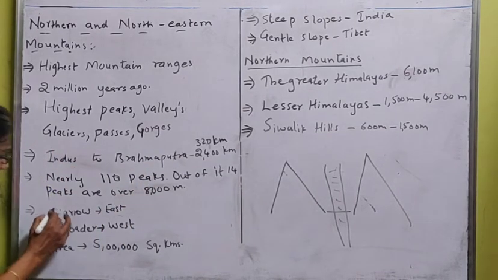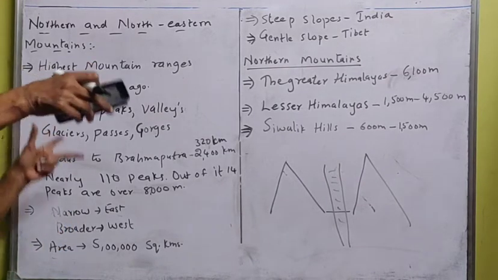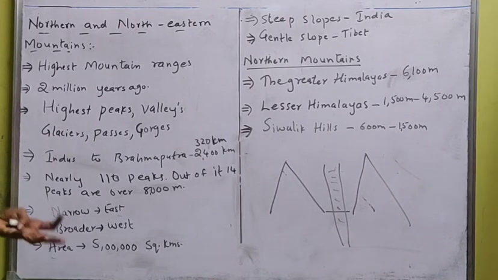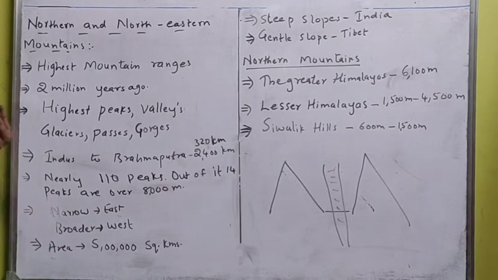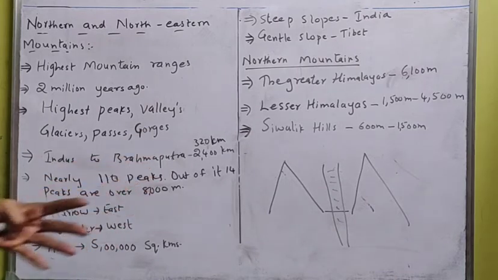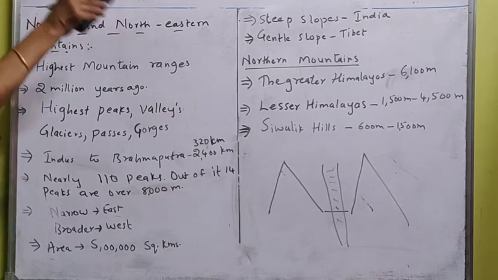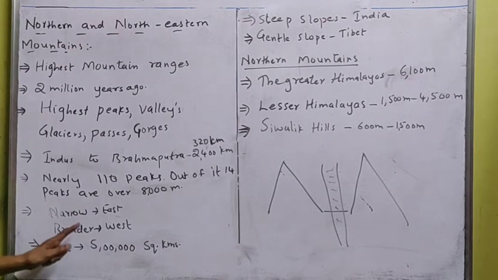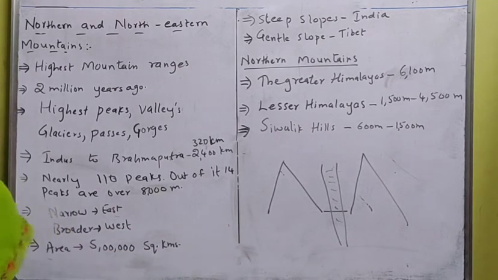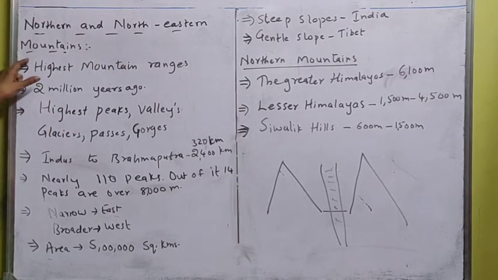If you observe this mountain range, towards the east the mountain range becomes narrow, and as it moves towards the west it becomes broader. So it is narrowing towards the east and becoming broader towards the west. The whole area covered by the northern and northeastern mountains is about 5 lakh square kilometers.